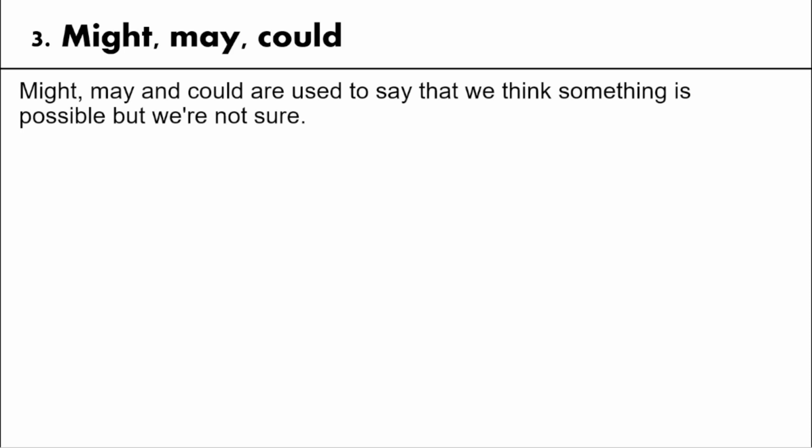Okay, the third: may, might, and could. Might, may, and could are used to say that we think something is possible, but we're not sure. So this is possible, but we're not sure. Okay?